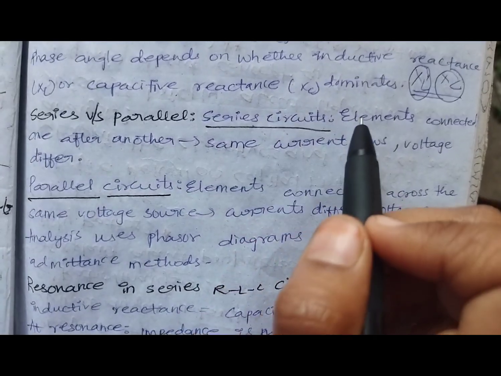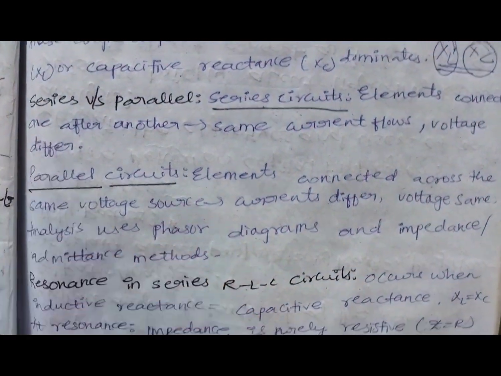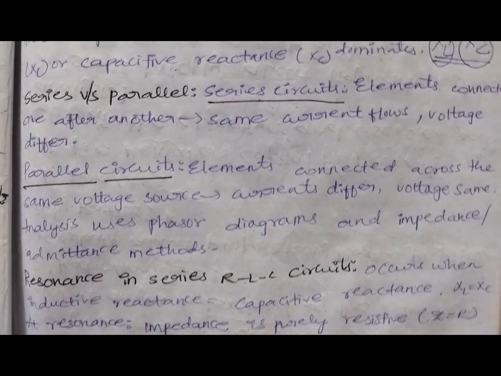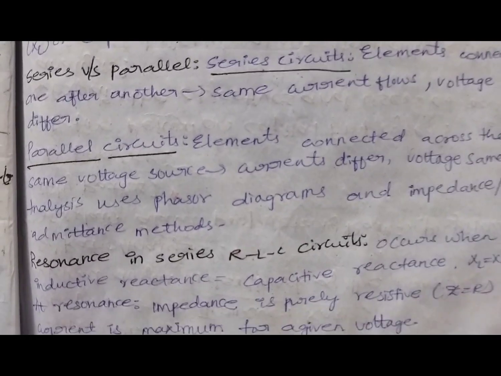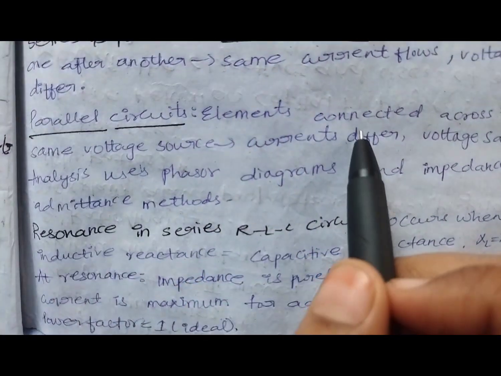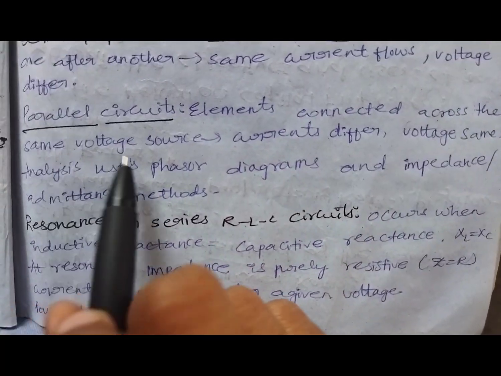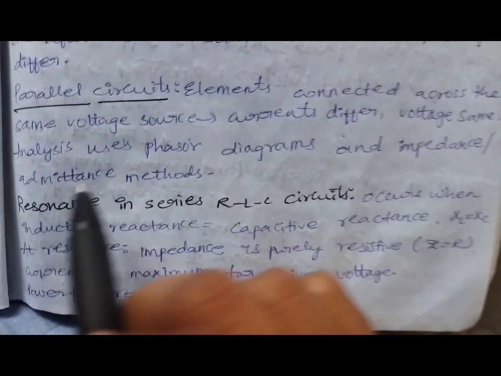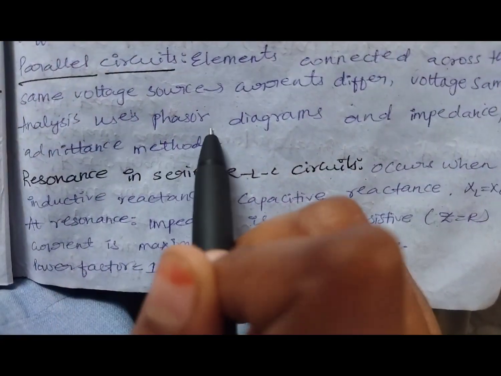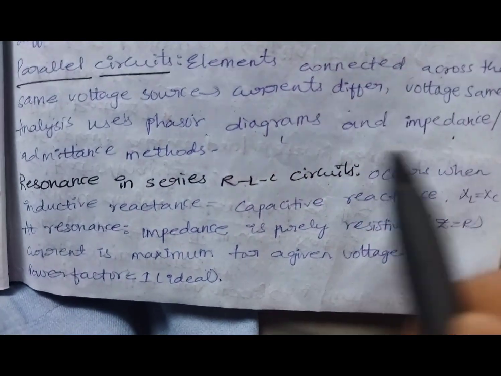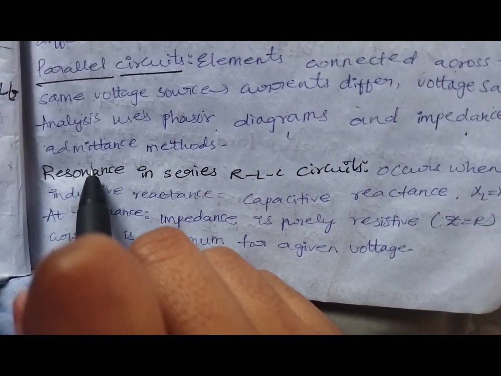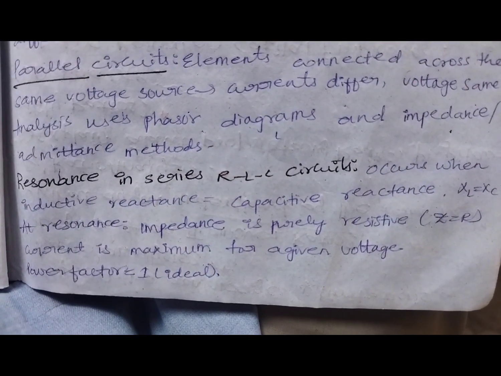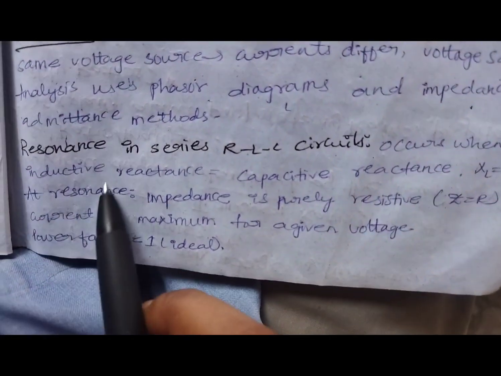In a series combination, elements are connected one after the other and the same current flows; only the voltage differs. Whereas in a parallel circuit, elements are connected across the same voltage source; current differs and voltage is the same, opposite to series. Analysis uses phasor diagrams and impedance and admittance methods.